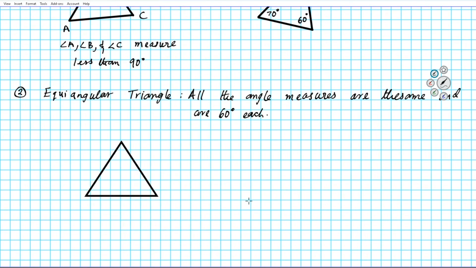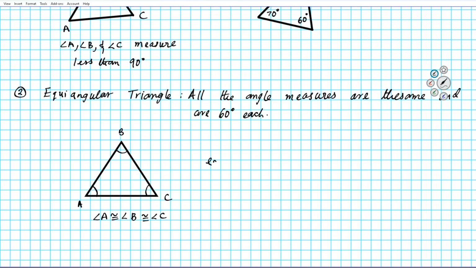So how do we mark an equiangular triangle? Just mark all the angles the same, like this, with the same number of arcs. So one arc for all the angles shows that they're all the same measure. So this triangle ABC right here is an equiangular triangle. It's equiangular because angle A is congruent to angle B and is congruent to angle C.